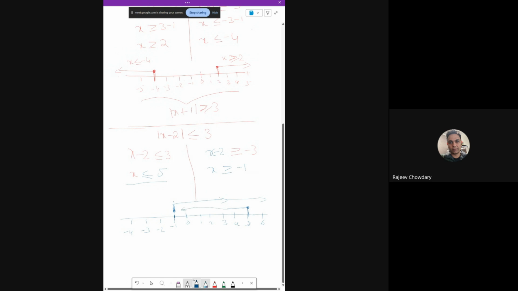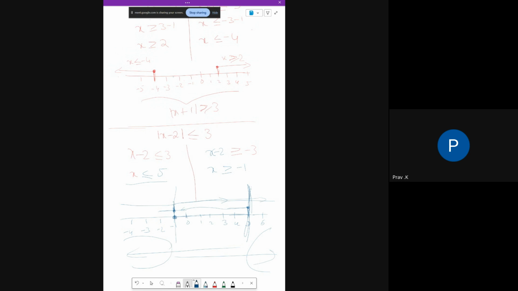Now this line is going this way and this one is going the other way. So what is the common part? This is the common part, right? The rest is not common. One is going this way, the other part is going like this, so that is not common. What is common is just this part.